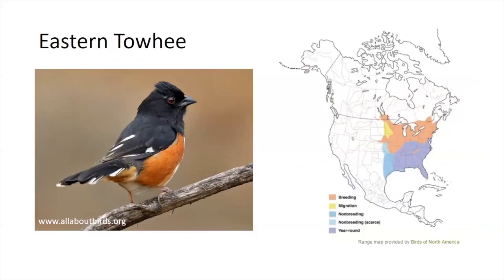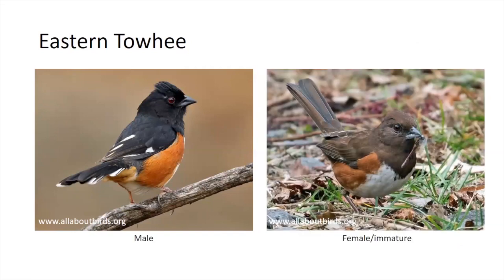Next is eastern towhee, which towhees are part of the North American sparrow family. Eastern towhee is in the eastern portion of the country, and it used to be considered the same species as the spotted towhee, which was called the rufous-sided towhee. So you might remember there being a rufous-sided towhee. That species has been split into eastern and spotted.